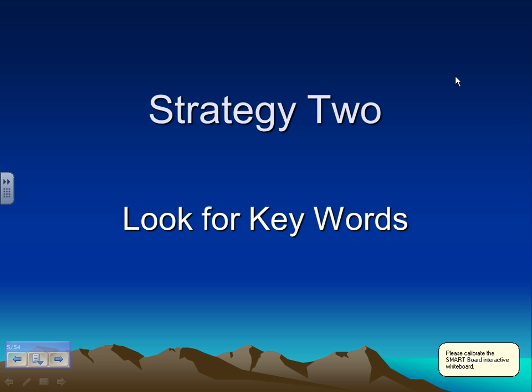Strategy 2, look for those keywords. Keywords like early, late, best, most appropriate, least appropriate. Again, they're asking you to prioritize. So you want to see what specifics they're looking for.